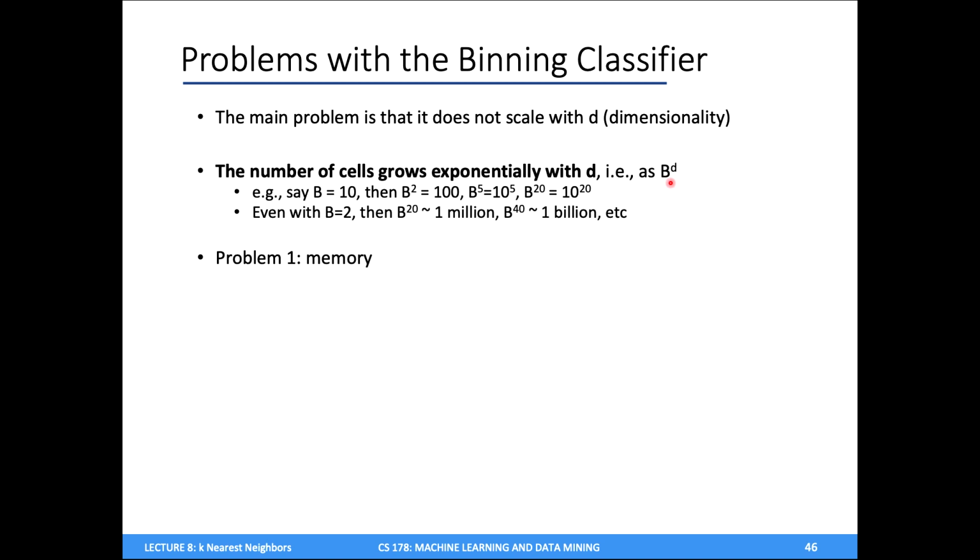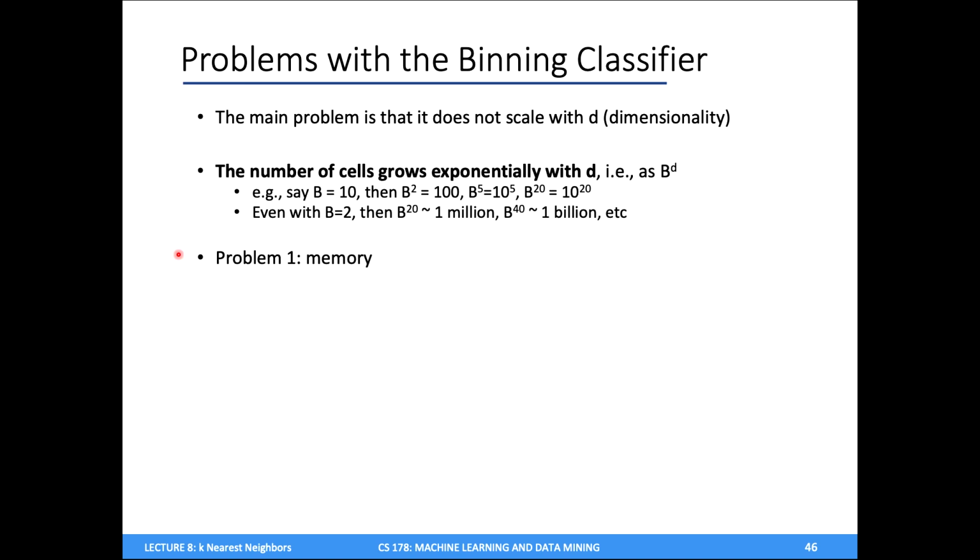But again, the number of these cells is growing exponentially with the dimensionality of the data. So even with 10 bins, a pretty small number of bins on each axis, even for something like 20 features, we've got 10 to the 20 different cells here. This is something on the order of like 1 million. For something like 40 features, D equals 40, we'll have something like 1 billion different cells.